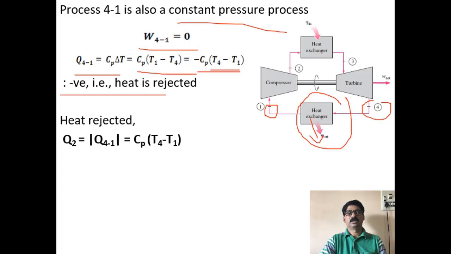So any heat rejection, or going out of the system, is negative, whereas this is the heat entering into the system, so it is considered as positive. So for this you can write Q2 is equal to Q4 to 1 is equal to Cp into T4 minus T1.